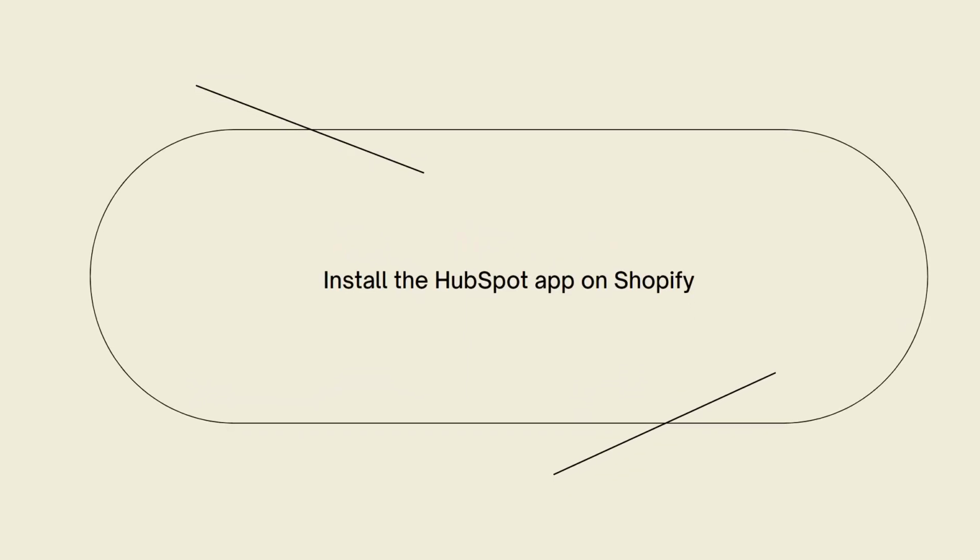Now install the HubSpot app on Shopify. So log into your Shopify account and go to the Shopify App Store. Search for the HubSpot app and install it. Follow the prompts to connect your Shopify store with HubSpot.